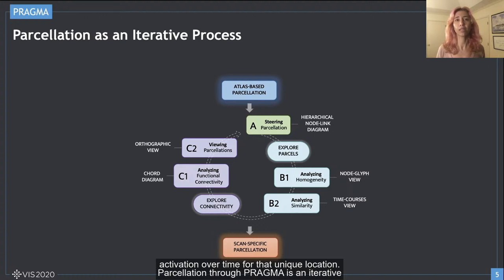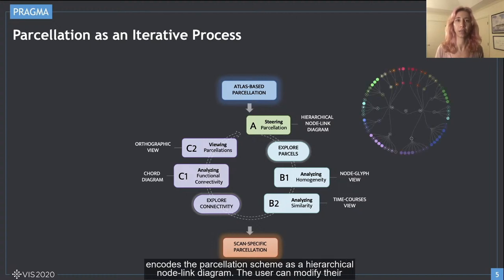Parcellation through Pragma is an iterative process. Pragma initializes this process with an atlas of expert's choice and visually encodes the parcellation scheme as a hierarchical node link diagram. The user can modify their parcellation through this interactive tree, where the decisions are guided by a set of linked and coordinated views.